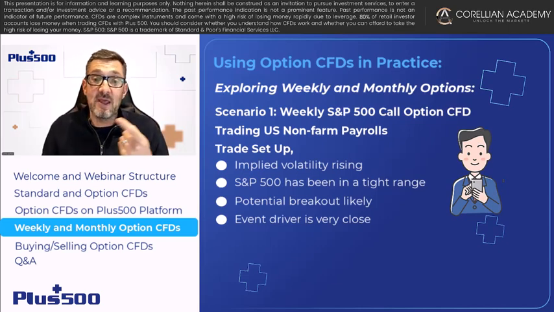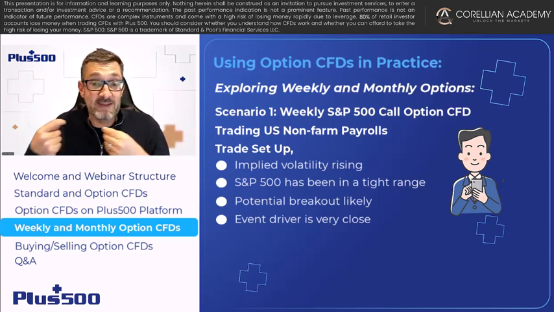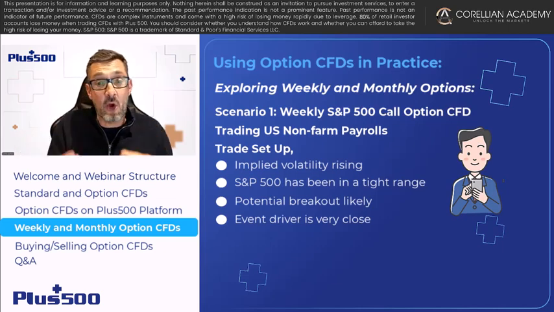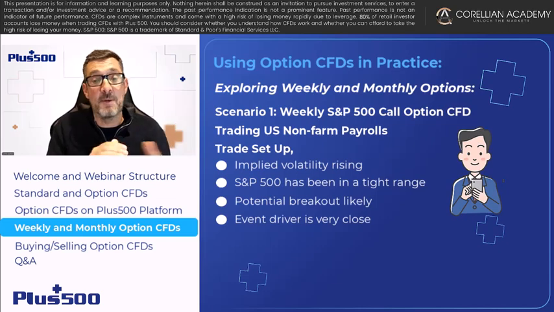They choose a weekly S&P 500 call option CFD because it's cheap, it reacts instantly to volatility, and they only need exposure for a few hours. As well, they want maximum sensitivity to the event.